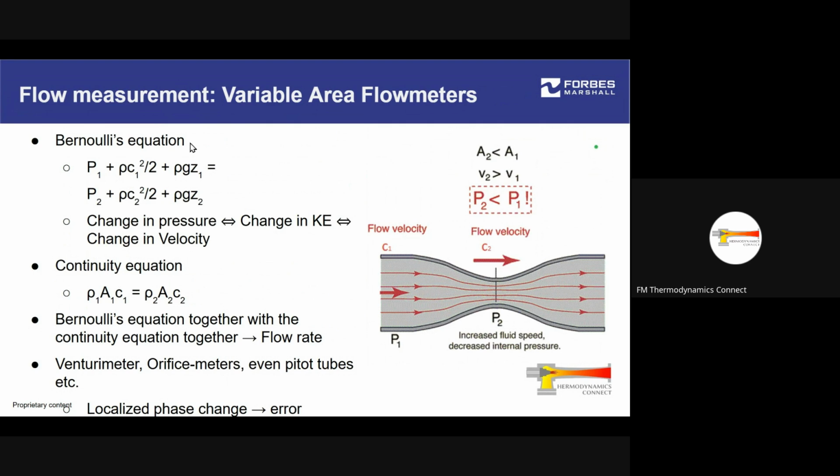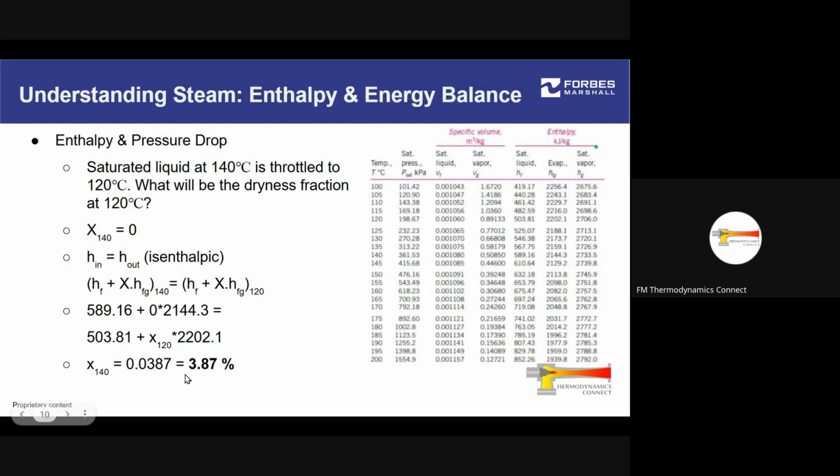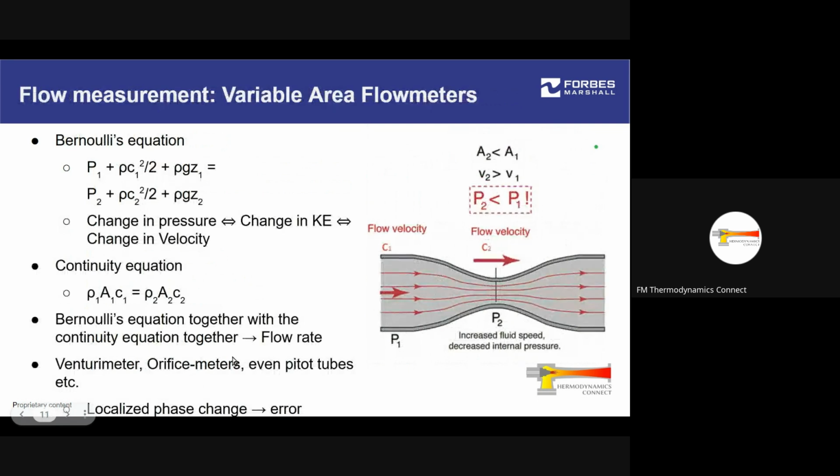But what happens in Bernoulli's equation specifically is that as flow accelerates through this convergent section, its velocity or kinetic head goes up, but its pressure reduces. So you get a drop in pressure at point P2. Your P2 becomes lower than P1. And if you are very close to the saturation condition, as mentioned here, you're going to end up with an amount of liquid converting to vapor.